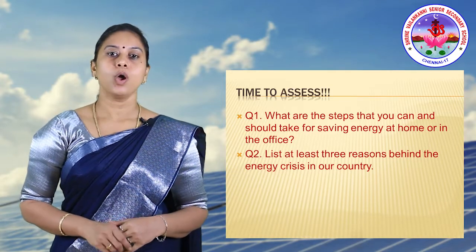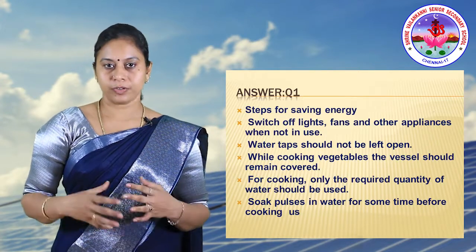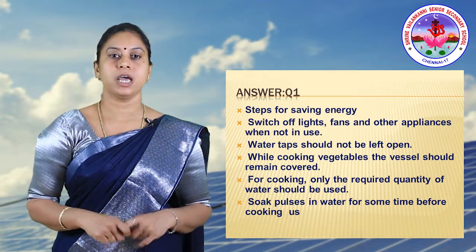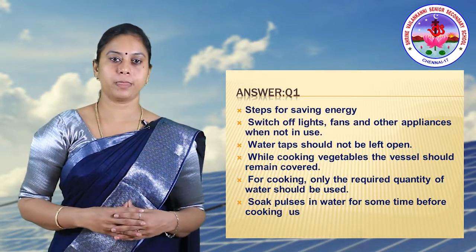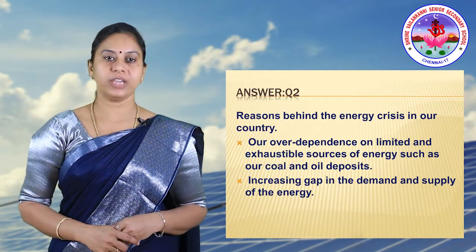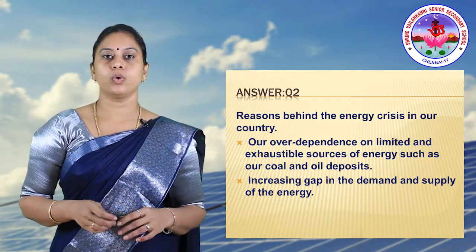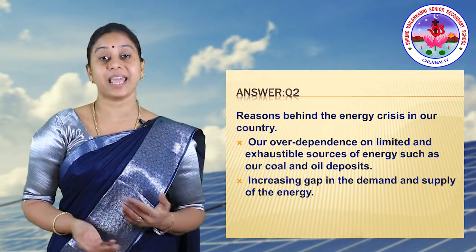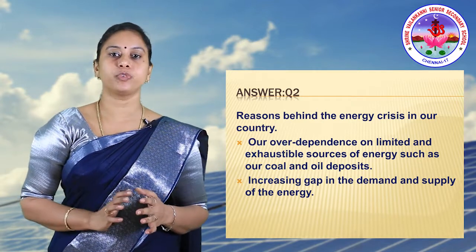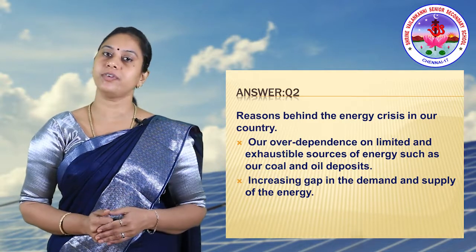The first question is, what are the steps that you can and should take for saving energy at home or in office? As we said, switch off the lights, fans and appliances when not in use. Water taps should not be left open. While cooking, the vegetables and the vessels should remain covered. The second question is, list at least three reasons behind the energy crisis in our country. Our over-dependence on limited and exhaustible sources of energy, like coal and oil, and the increasing gap between the demand and the supply of energy. These are the reasons behind the energy crisis in our country.